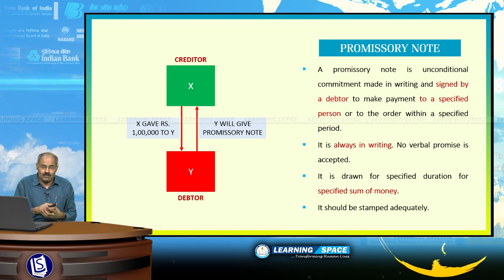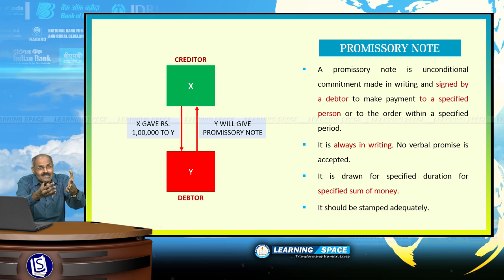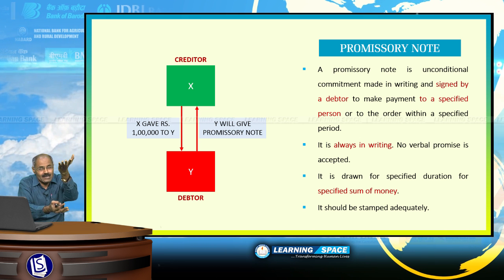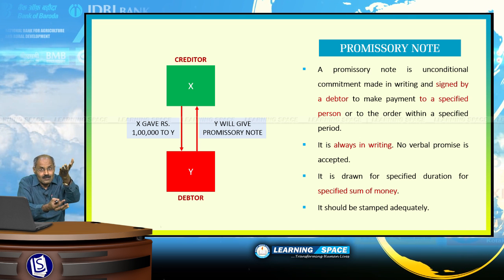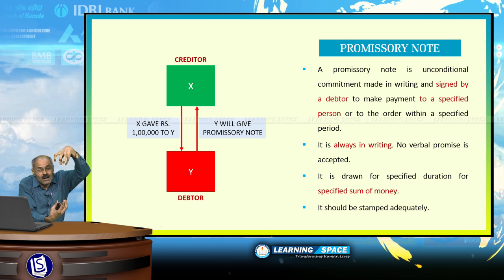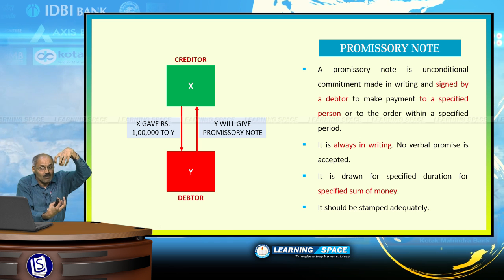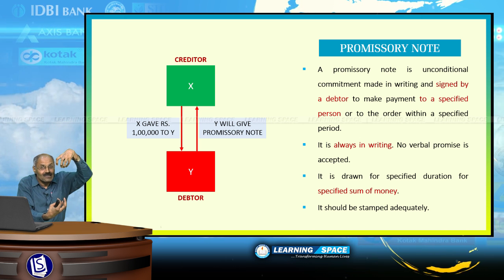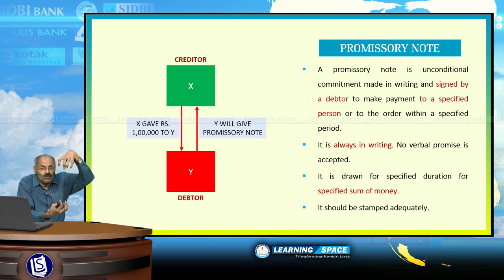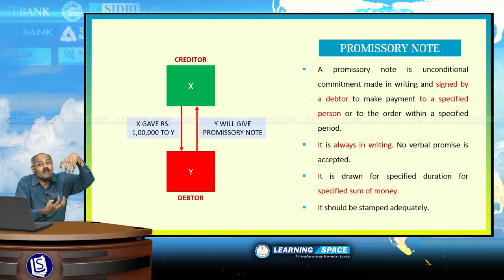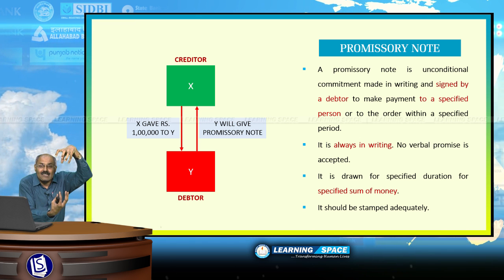After learning about bill of exchange, let us look at the second instrument under Negotiable Instrument Act, that is promissory note. And to explain promissory note, I have taken one example between X and Y. X is the creditor, Y is the debtor. You should have clear differentiation between creditor and debtor. X gave some money to Y, that means Y borrowed money from X. The person who ever borrowed is the debtor. The person who ever gave money, he is the creditor.